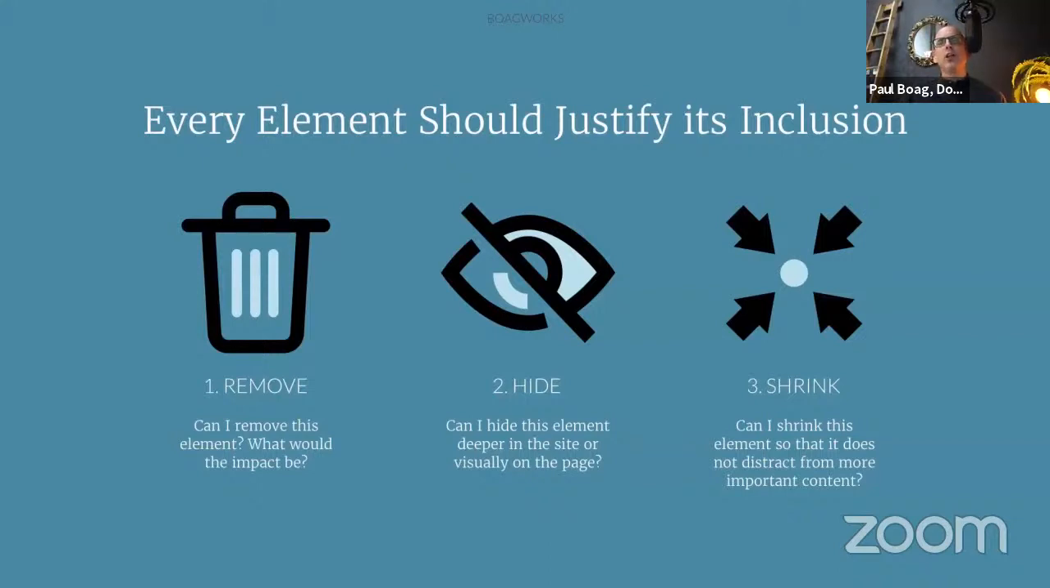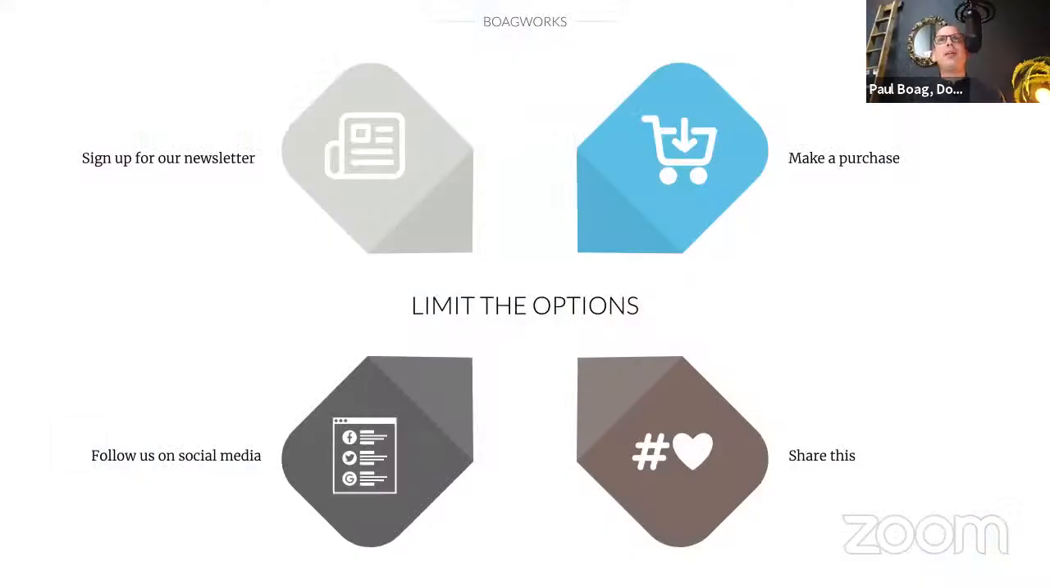The other way that we can reduce cognitive load is to limit the number of things we're asking people to do. We overwhelm people with so many choices and decisions. What do you want people to do on your website? Do you want them to follow you on social media? Do you want them to sign up for your newsletter? Do you want to encourage them to make a purchase or share this? Make up your mind. The more things we put in front of people, the more they're likely to suffer from what's called choice paralysis, where they just don't know what to do.